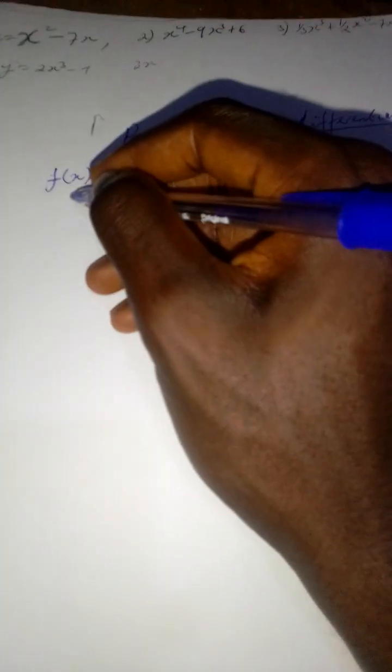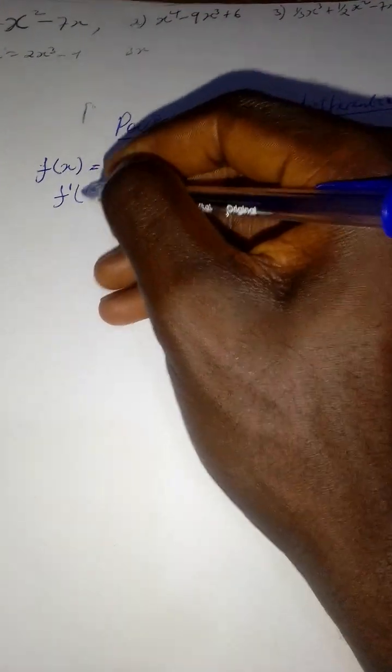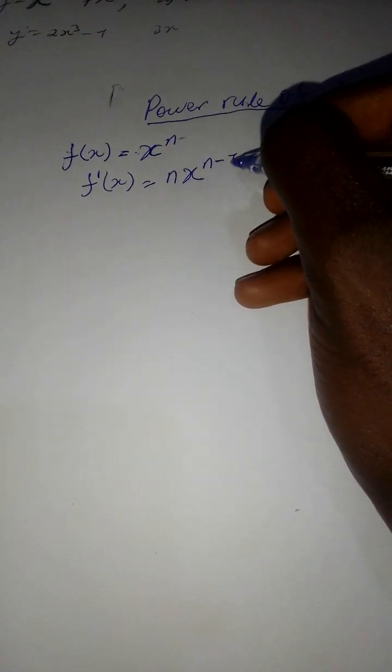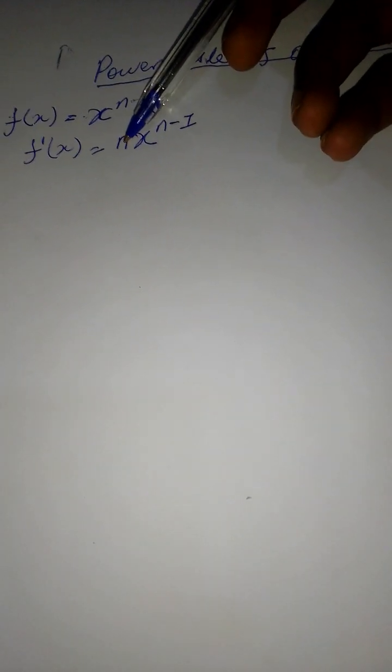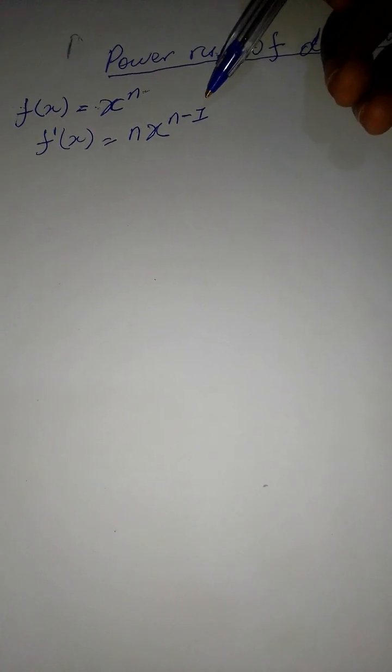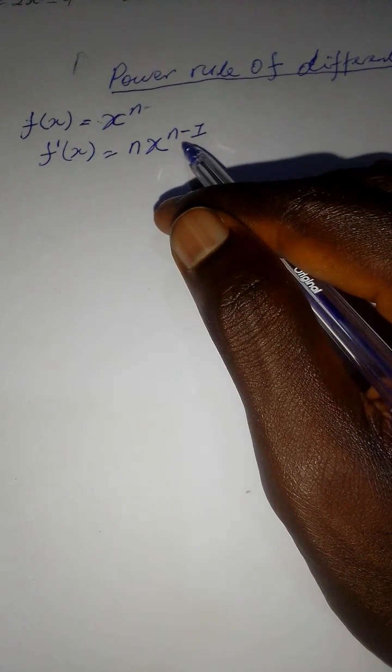So f prime of x will simply be n times x to the n minus 1. So what you do is you multiply by n and you minus 1. So this is what we have with the power rule.